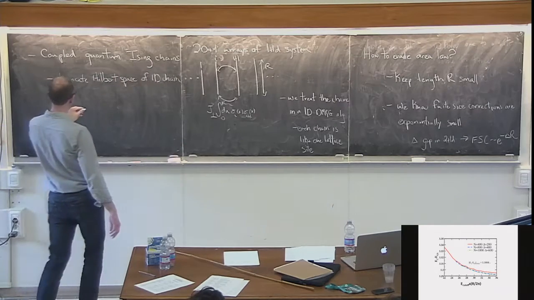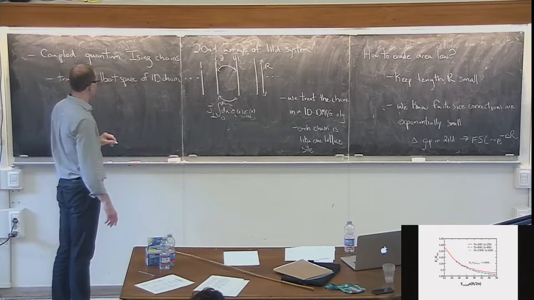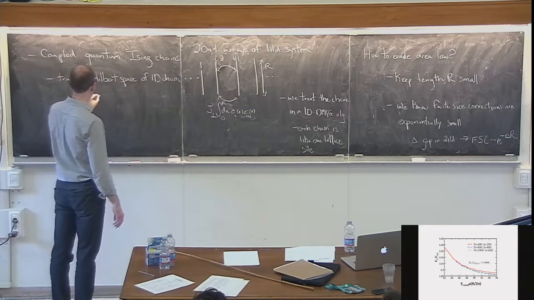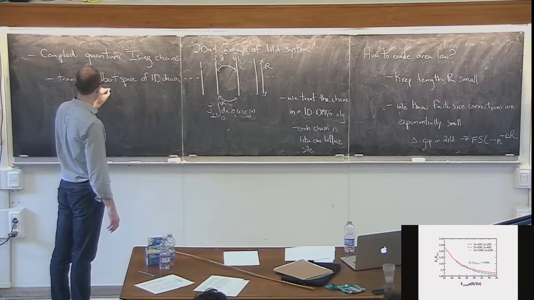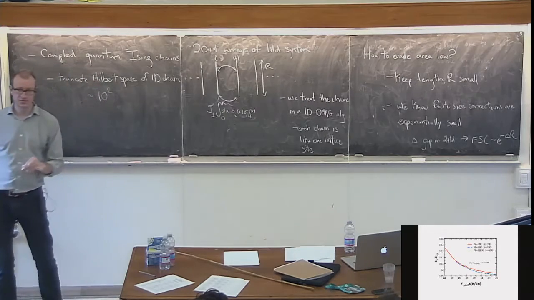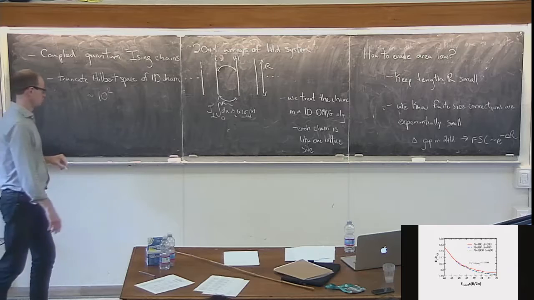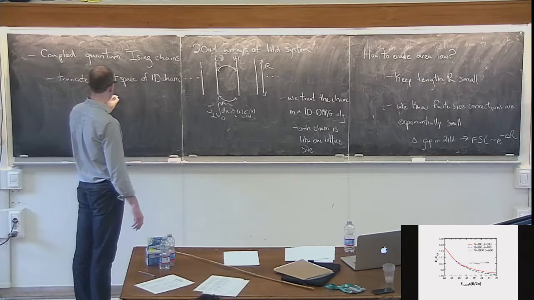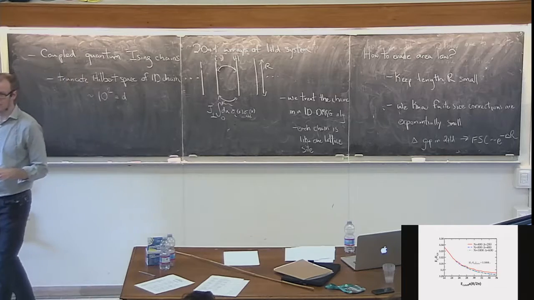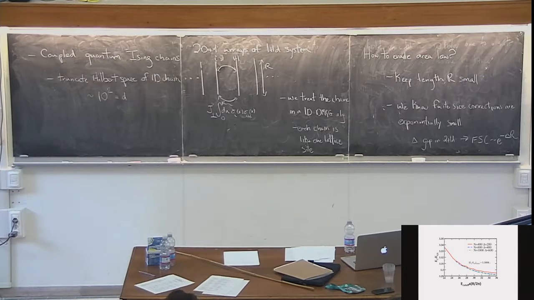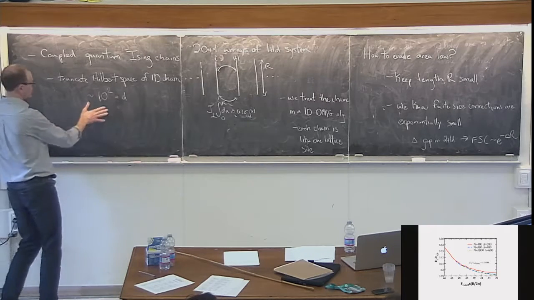And typically, we can get away by keeping order 100 states on each chain. So that would be the physical dimension of our MPS representation. It would be on the order of 100. It can be up to 500, but typically it's order of 100.